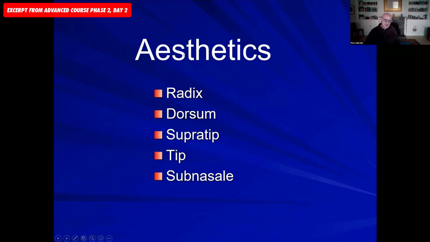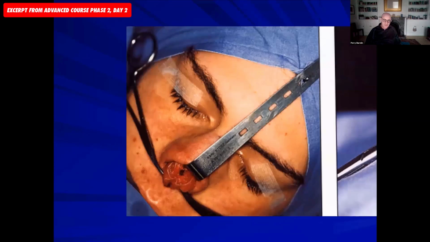So if we're looking at aesthetics, I'm going to go from the top, the radix, down to the dorsum, to the supratip, to the tip, and then the subnasal end. I'll just quickly run through a few examples.